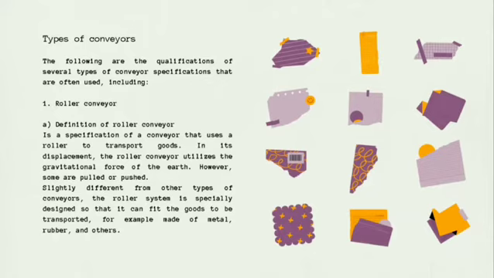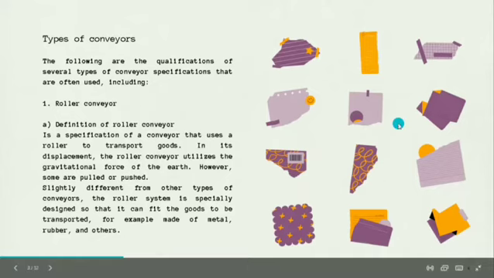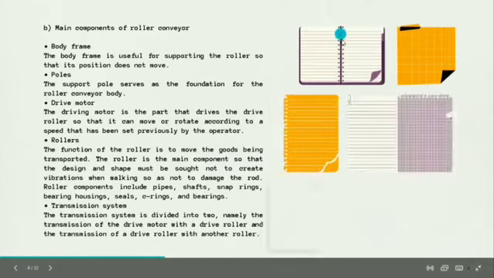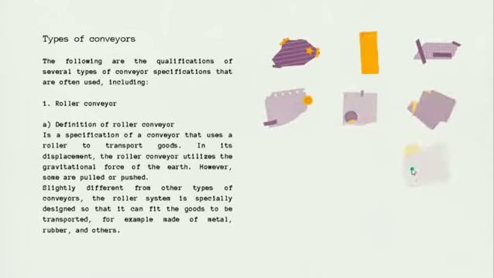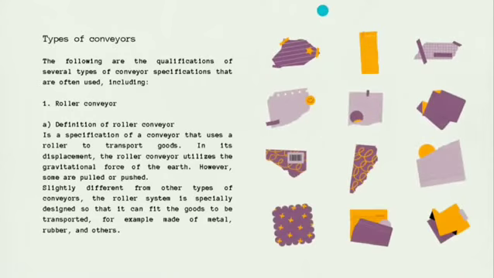However, some are pushed. Secondly, different from other types of conveyor, the roller system is specifically designed so that it can carry goods to be transported, for example, made of metal, rubber, and others.